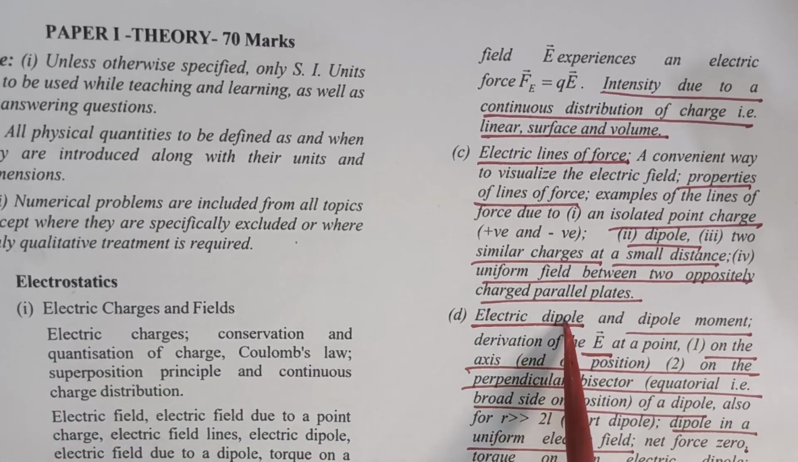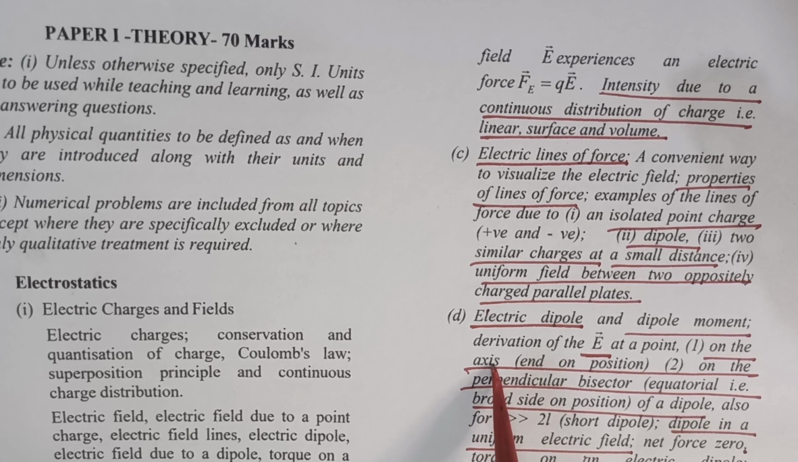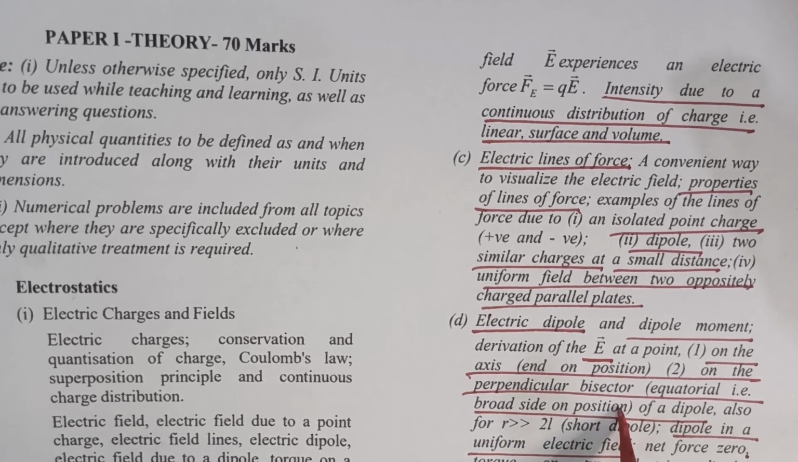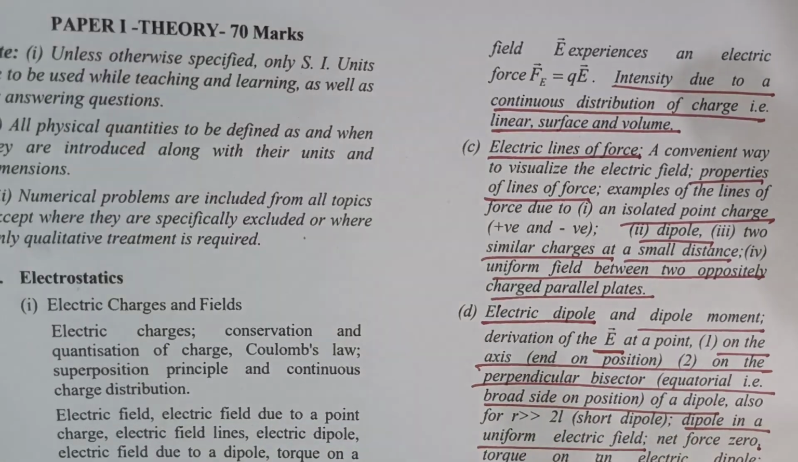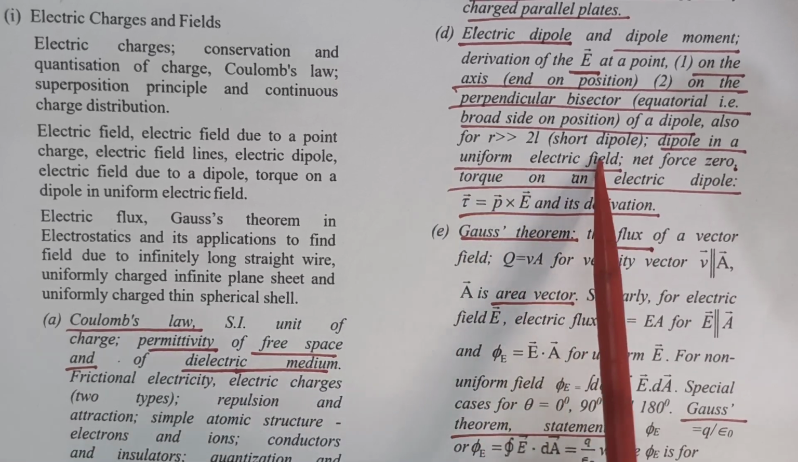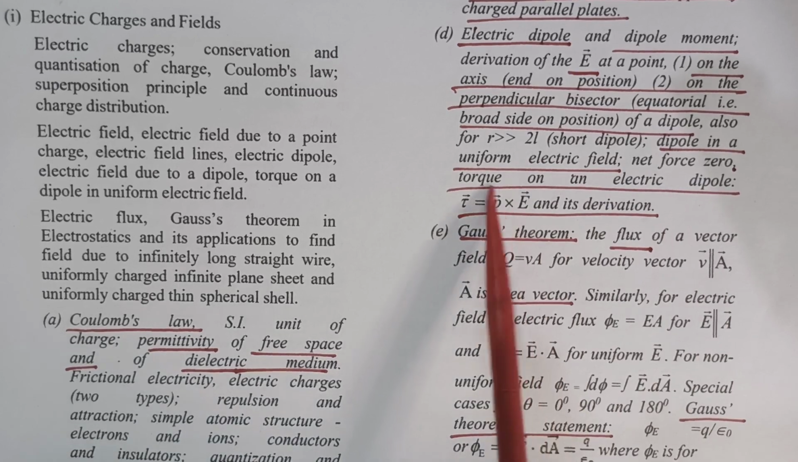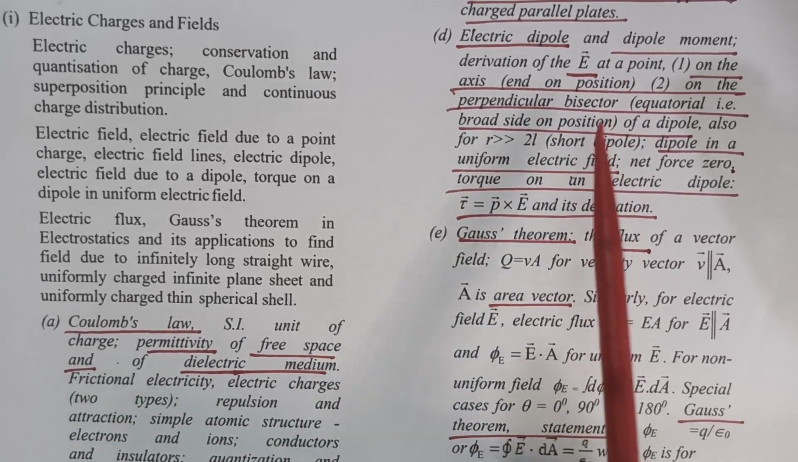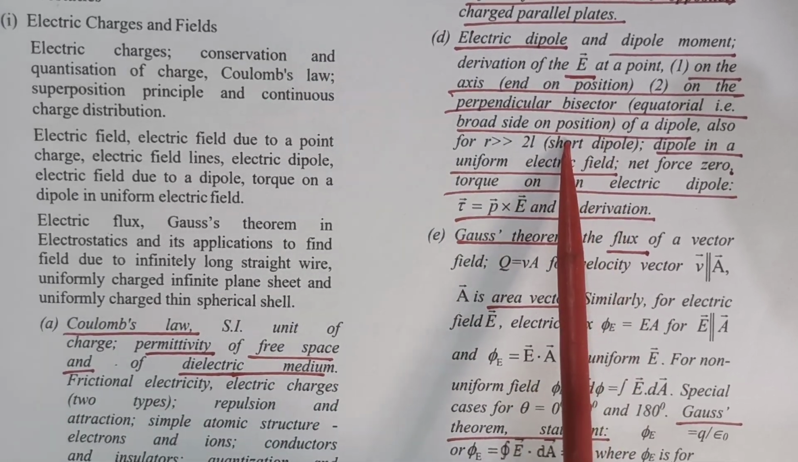Then the electric dipole. Dipole moment of an electric dipole, electric field of an electric dipole on its axis, that is the end-on position, and on the perpendicular bisector, that is the broadside-on position of a dipole, with calculation of electric field in these two cases. When a dipole is placed in a uniform electric field, what is the behavior of the dipole? Torque acting on that dipole, and derivation of this expression. This is all about the electric dipole in the syllabus, and questions from this part are very important, frequently asked.